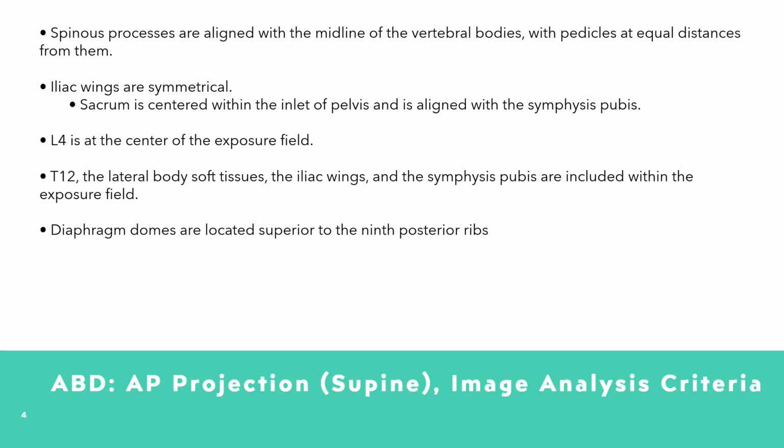You want to center your central ray perpendicular to the mid-sagittal plane at the level of the iliac crest. T12, the lateral soft body tissues, the iliac wings, and the symphysis pubis are included within the exposure field. Diaphragm domes are located superior to the 9th posterior rib, and you take the exposure after full expiration.